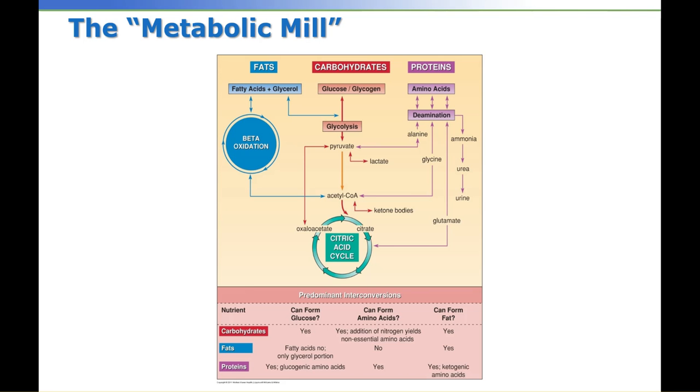Proteins? Yes. Can they form glucose? Yes. Glucogenic amino acids. And the reason they can form glucose is because of what we talked about, how they end up losing the NH2 through the deamination. And then they can form amino acids obviously because they're made up of those, and then proteins can form fat. Yes, ketogenic amino acids, and again, it's through the deamination process.